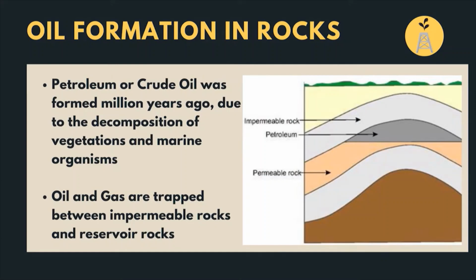Now let's try to understand how crude oil is formed and where it is located. Petroleum or crude oil was formed millions of years ago by the decomposition of vegetation and marine organisms. And these petroleum fractions are trapped between several layers of rocks, primarily between the impermeable rock and the reservoir rock. So the oil is available in the reservoir rock, and only when you start puncturing the different layers will you be able to expose the oil, which can come to the ground surface.